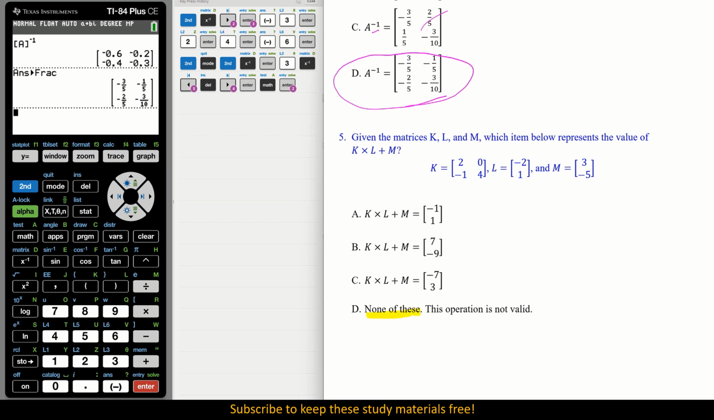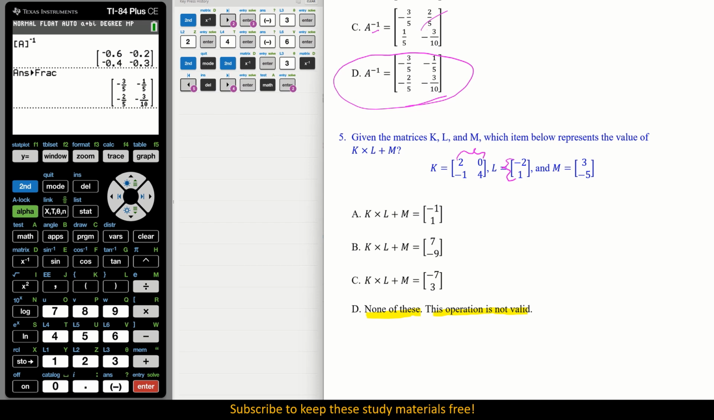But D gives us this none of the above, the operation is not valid. And this is how you can catch that really quick and verify if it is or not. What I do is I say the top of my first one multiplied to my second one must have the same, meaning that K is first, then L. That means if you have 2 columns of K, you must have 2 rows of L. Okay, so those have to match 2 to 2.